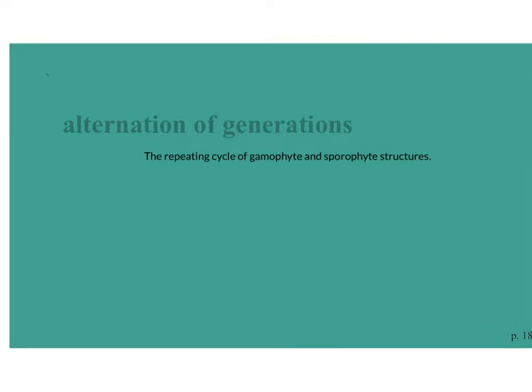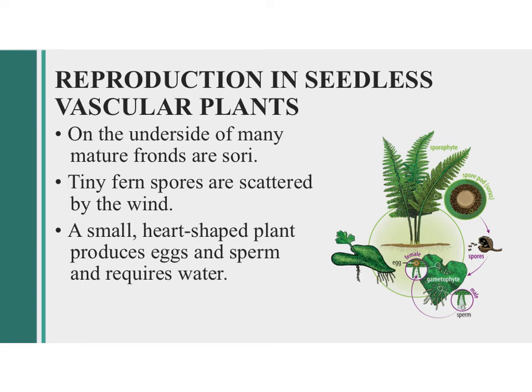Now, reproduction in seedless vascular plants. Oh, here we go. So, reproduction in seedless vascular plants. Just like other plants, ferns have alternation of generation. On the underside of the mature frond are what they call sori. And that is the structure that produces spores. Just so you know, that produces the spores. And that's on the underneath part of that structure, okay?